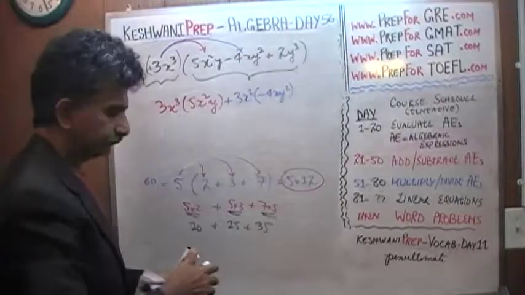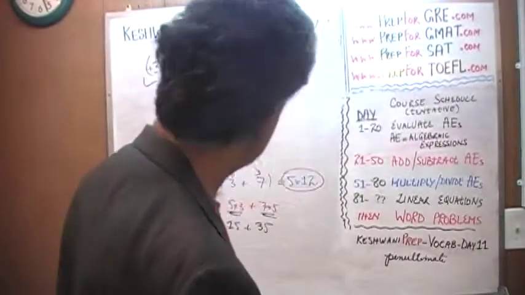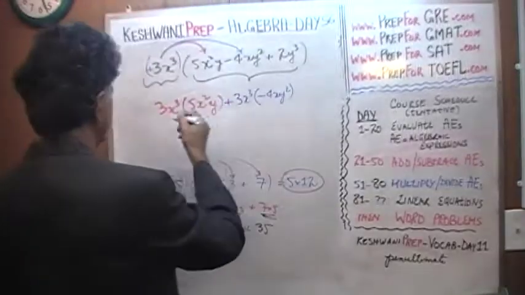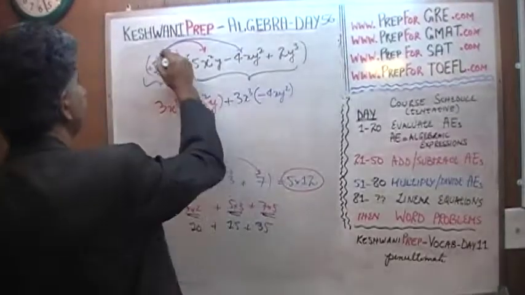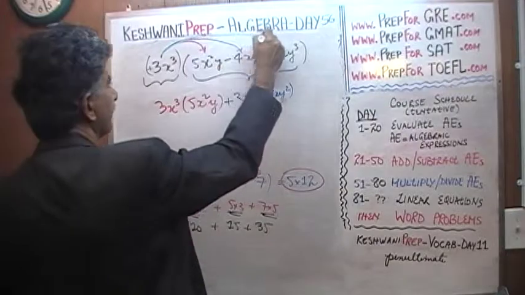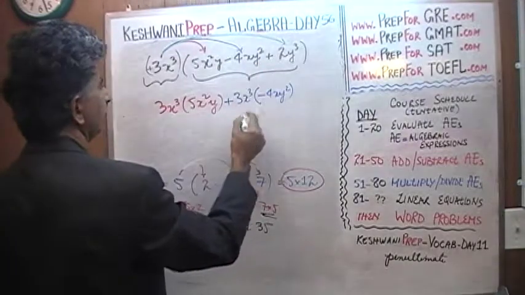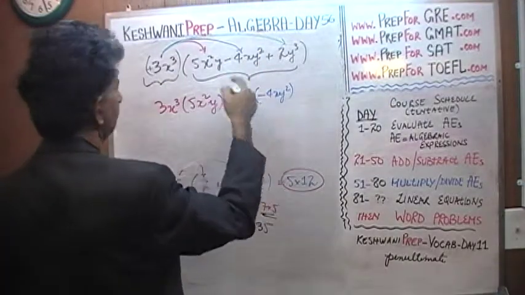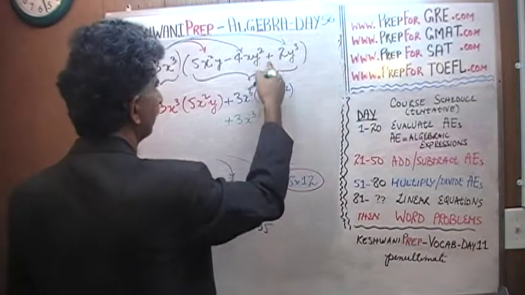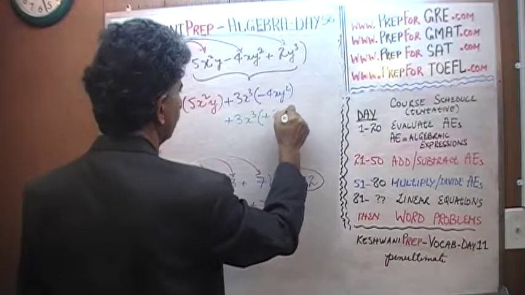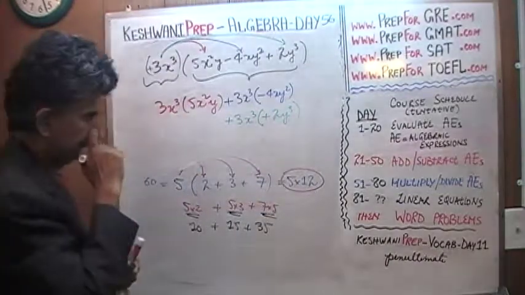And then finally we have again positive 3x cubed times positive 2y cubed. That's it.